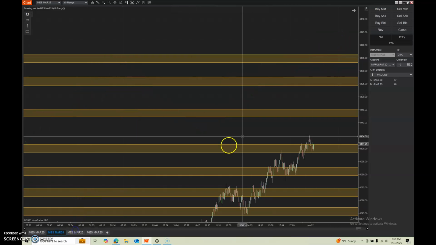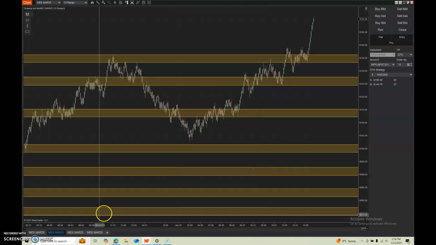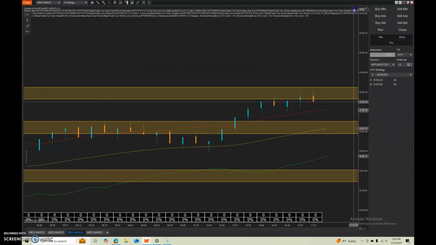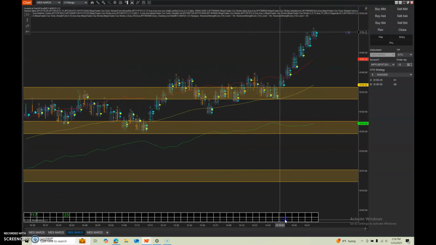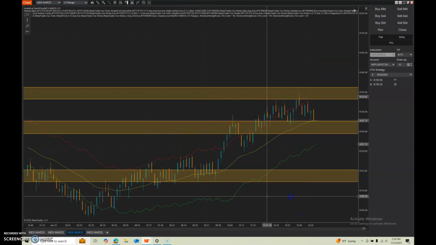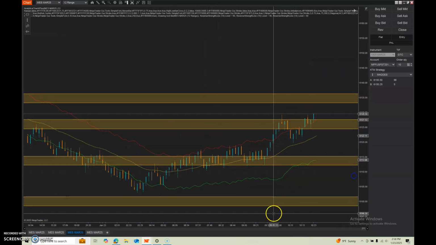I did have one trade today. Honestly, it probably wasn't even that high a probability trade, but it did work out in my favor. It was here this morning, right around the open.